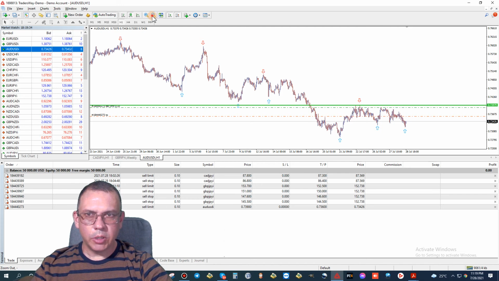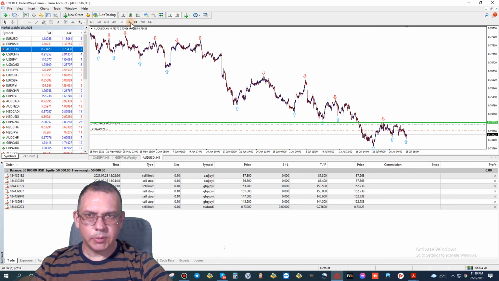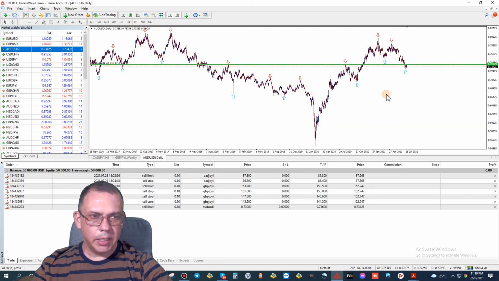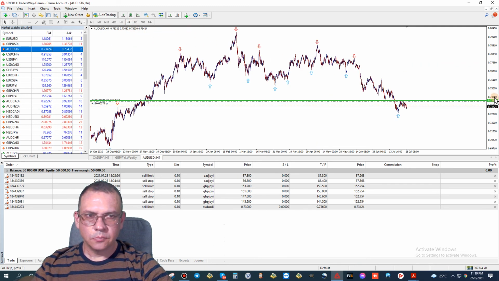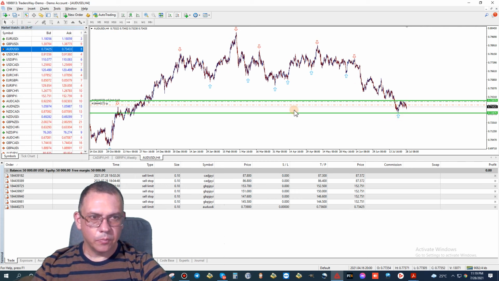Do I want to use a stop order? Now that's a big question, and yes, we could do a stop order. I'm going to mark this support right here so you can see, and I'm going to put a stop order below here with about another 300 point take profit.